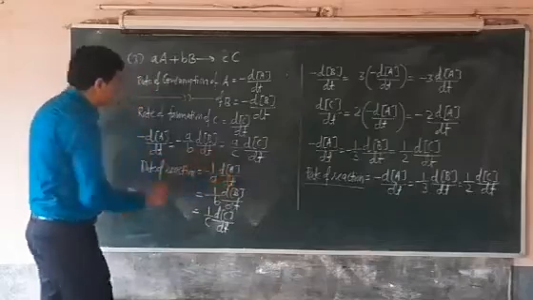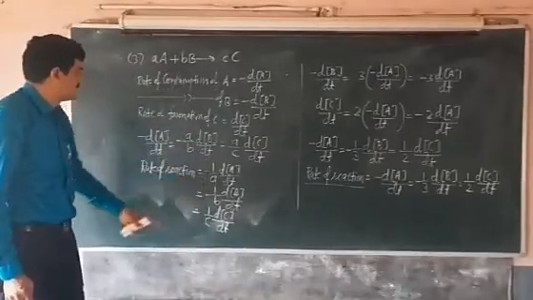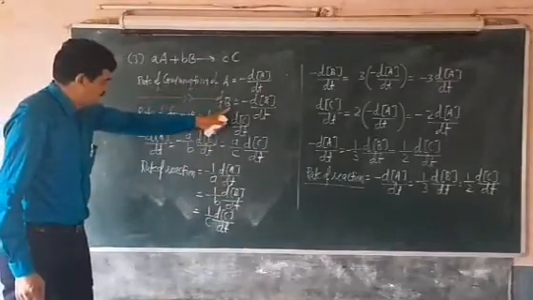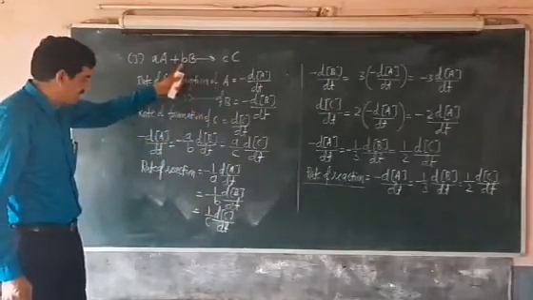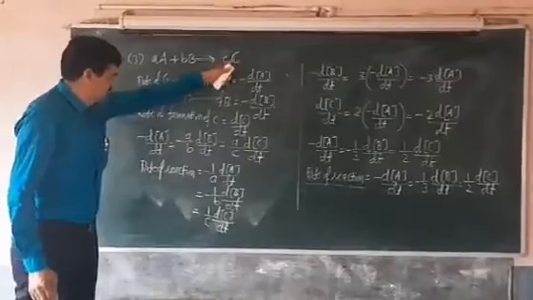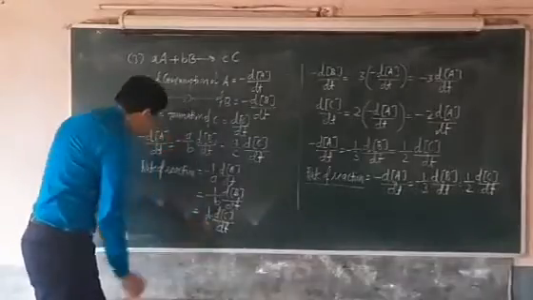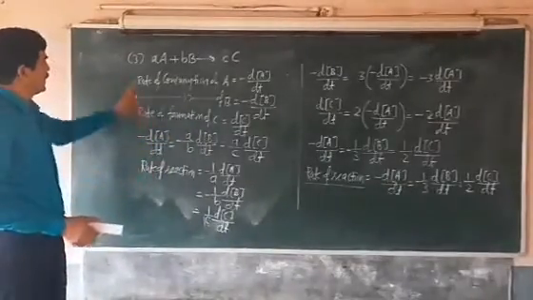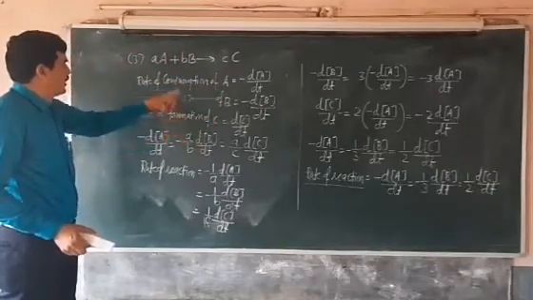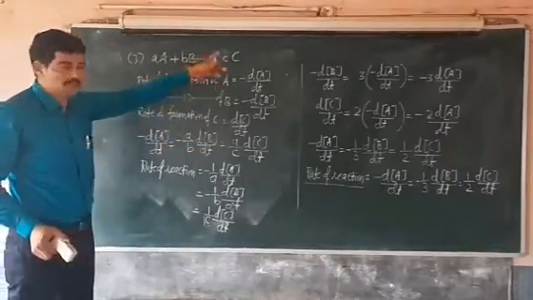Here minus dA by dt is the rate of consumption of A, and here it is divided by stoichiometric coefficient small a. Further, minus dB by dt is the rate of consumption of B. It is divided by stoichiometric coefficient small b, and dC by dt is the rate of formation of the product C. Here it is divided by its stoichiometric coefficient small c. In this way, the rate of reaction is always obtained by dividing the rate of consumption of any reactant or rate of formation of any product by the stoichiometric coefficients.